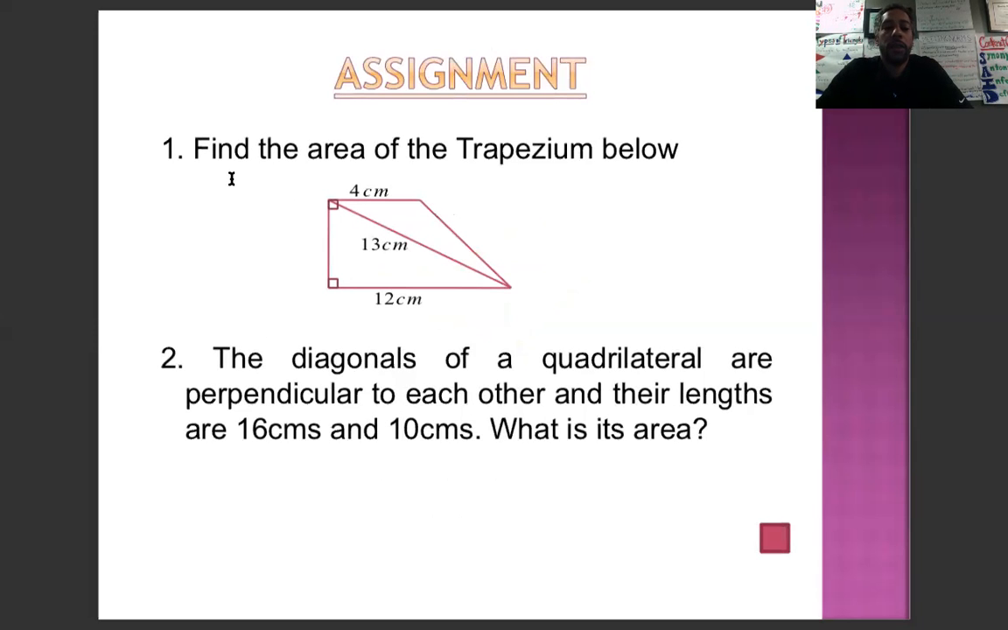Find the area of the trapezium below. If we've given 4 centimeters, 13 centimeters as the diagonal, and 12 centimeters as the base. The diagonals of a quadrilateral are perpendicular to each other, and their lengths are 16 centimeters and 10 centimeters. What is its area?